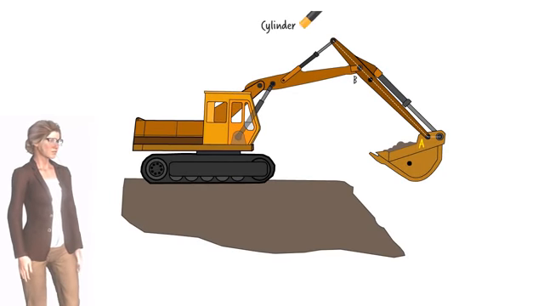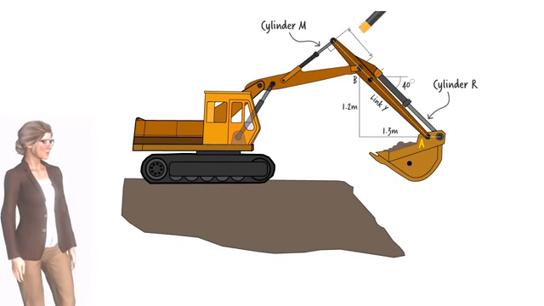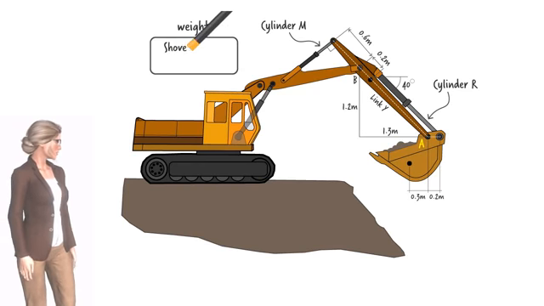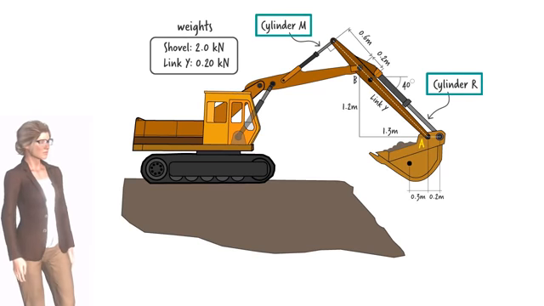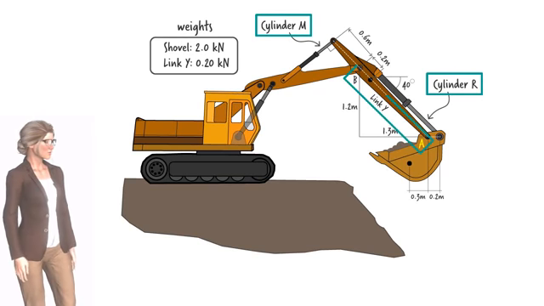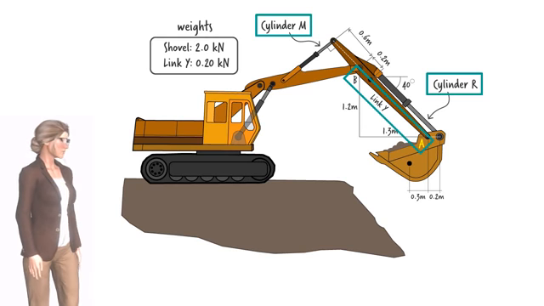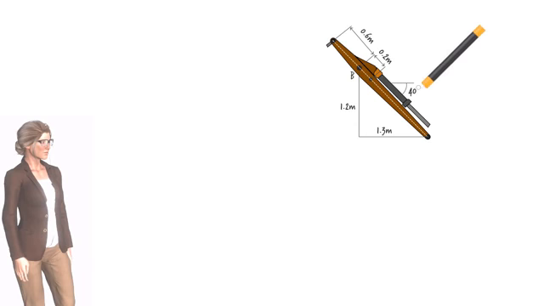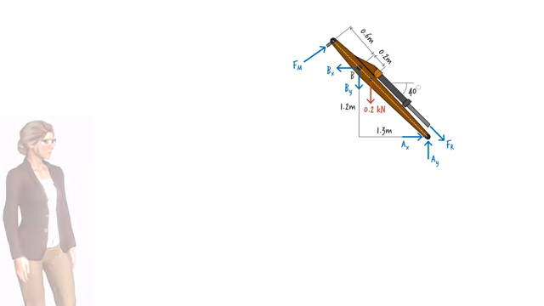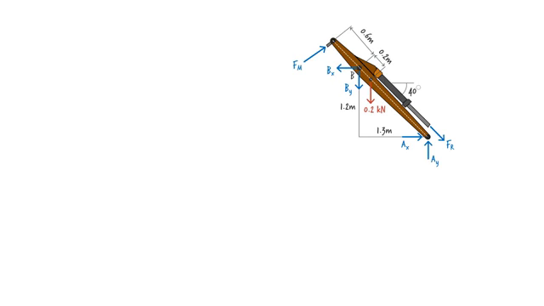Let's actually calculate a few of the internal forces for a specific arm position. Suppose we are interested in determining the force in cylinders R and M, and the internal forces at pins A and B in link Y. The free body diagram for the link looks like this. Since there are more than 3 unknown forces here, we need another free body diagram, another set of equilibrium equations, to be able to find all 6 unknowns.